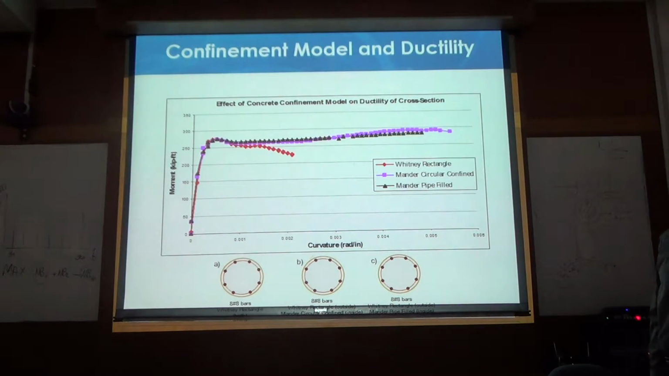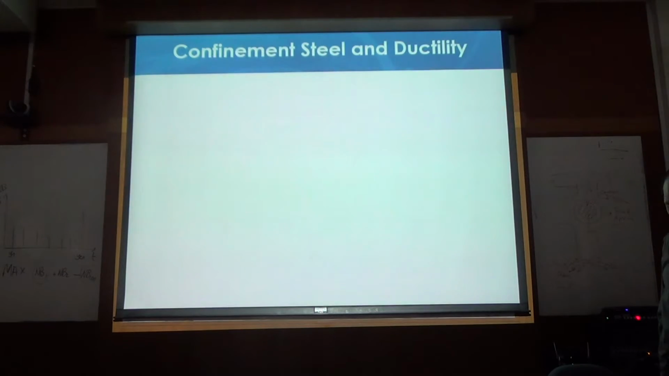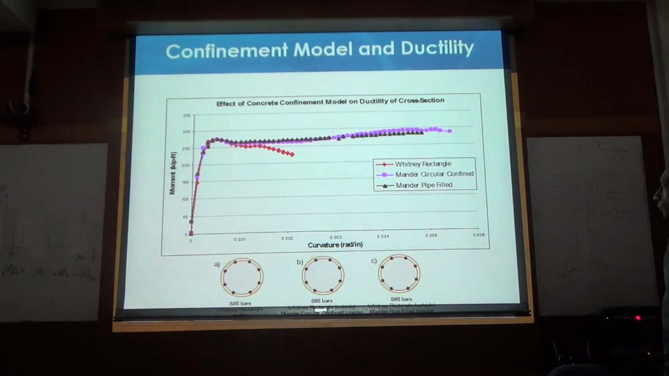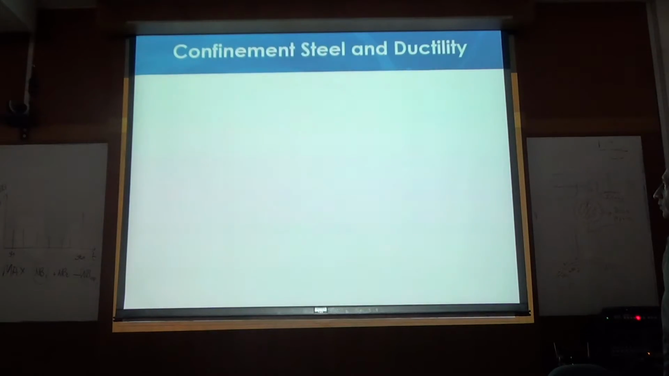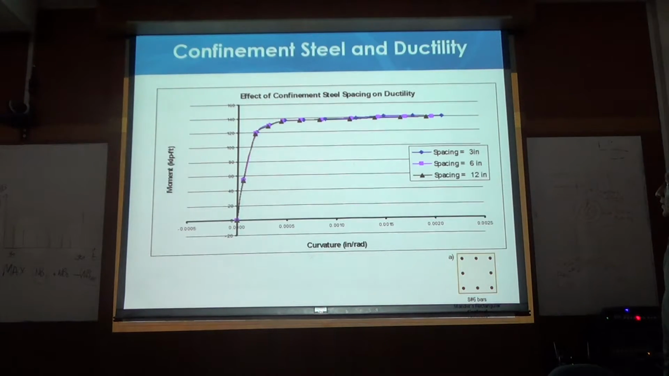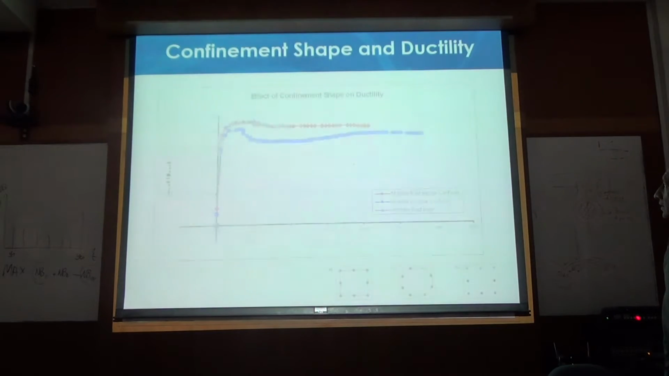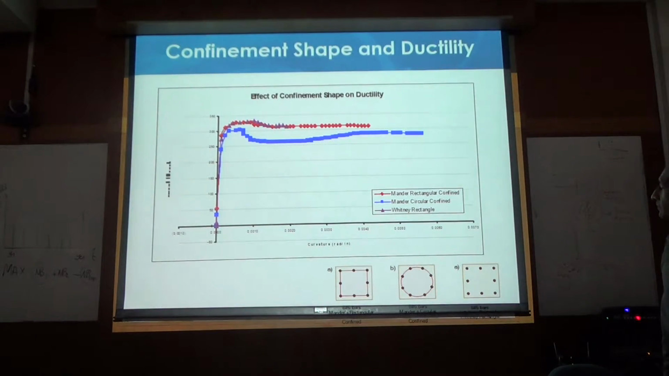Confinement models, the one that we just looked at, we also looked at those different ones. The best one, of course, is concrete filled tubes. It just goes on very long. Confinement spacing, shape.